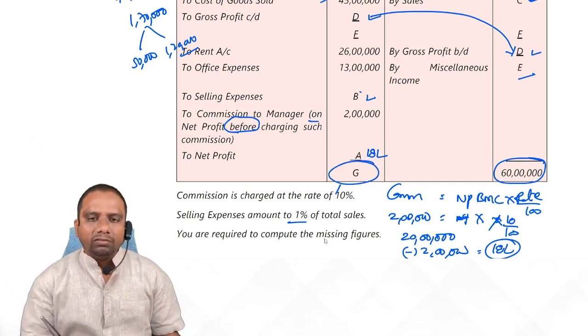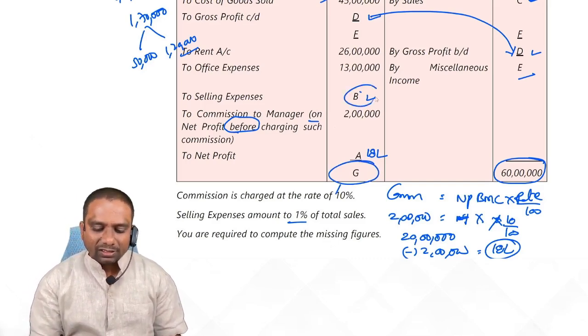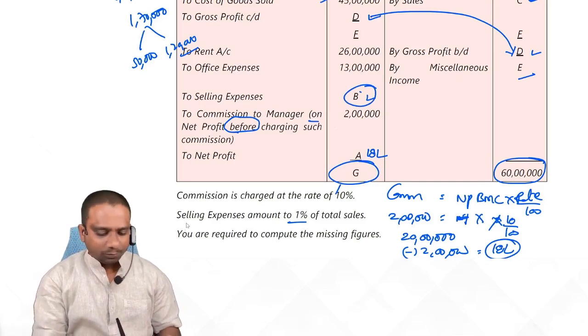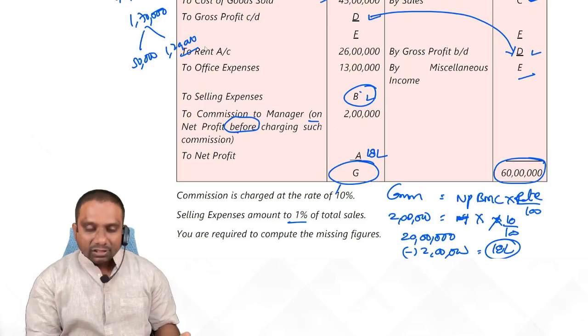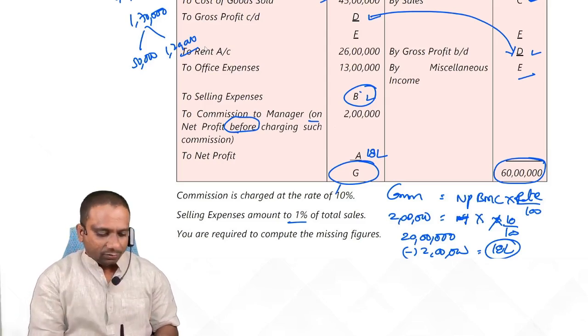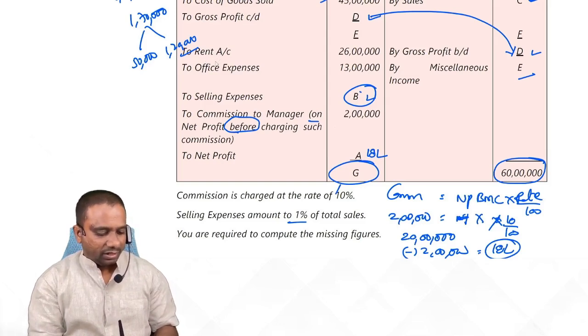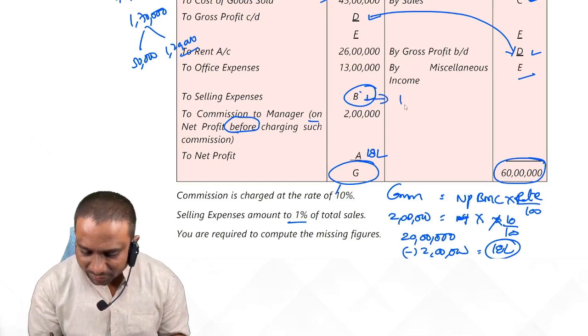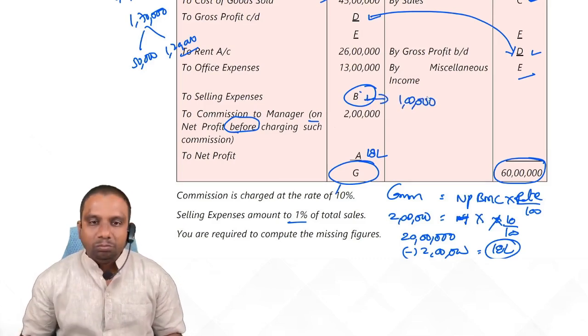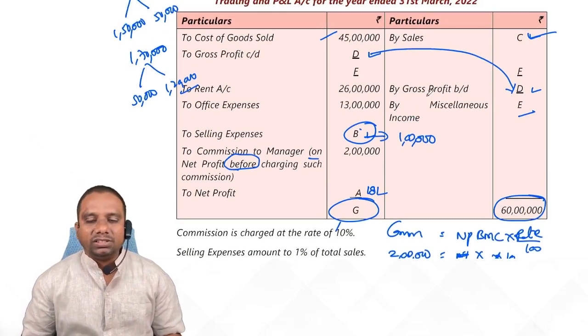Here we have debit side all information except selling expenses. Total 60 lakhs, minus deduct all expenses on the debit side now. 26 lakhs minus 13 lakh minus 2 lakhs minus 18 lakh profit. So here B you will get 1 lakh, students. B you will get 1 lakh selling expenses.